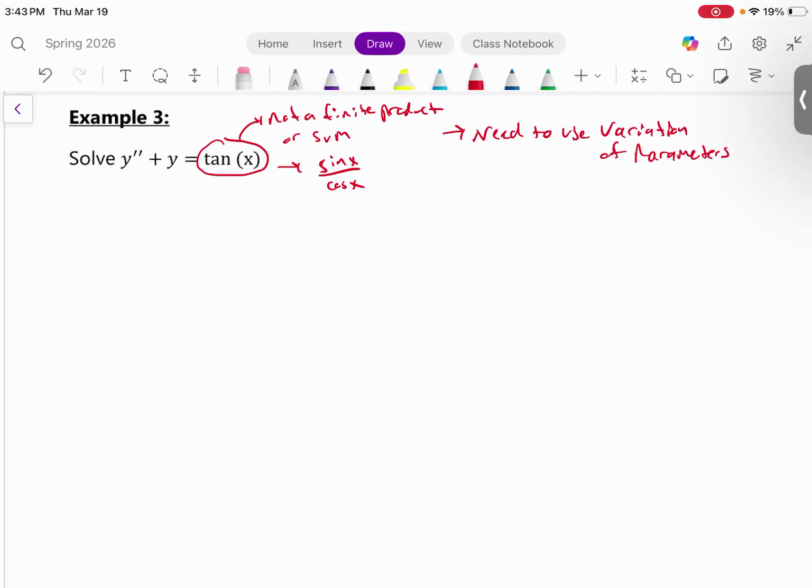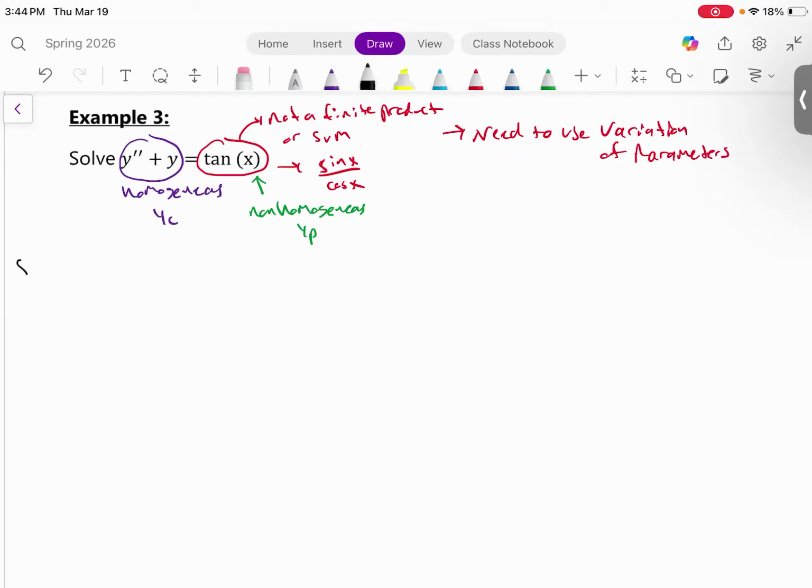Okay, so we need to use variation of parameters, but we'll just go ahead and solve this as we normally would for a non-homogeneous differential equation. That would be identifying the homogeneous part, y double prime plus y, that will give us our complementary. And then the tangent x component is the non-homogeneous part of our differential equation, which gives us the particular solution. So, like we always do, let's go ahead and solve the homogeneous part.